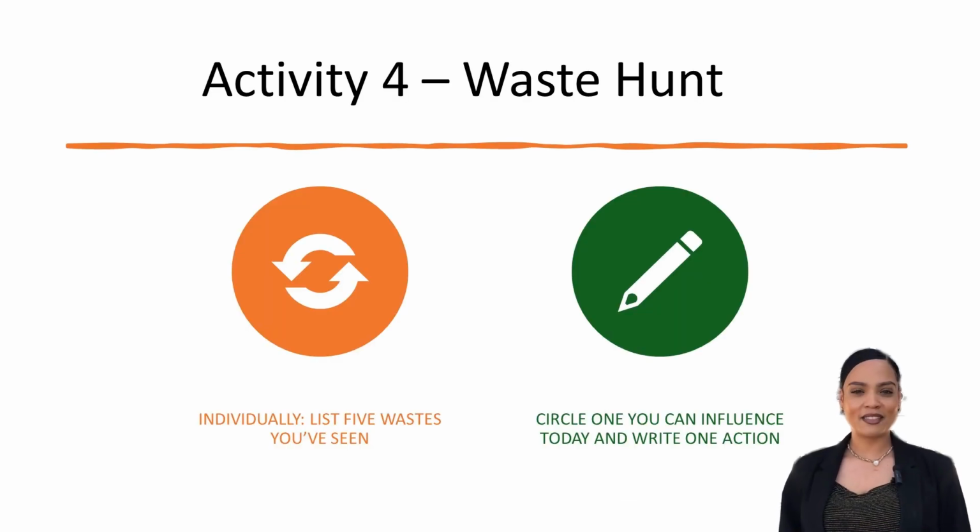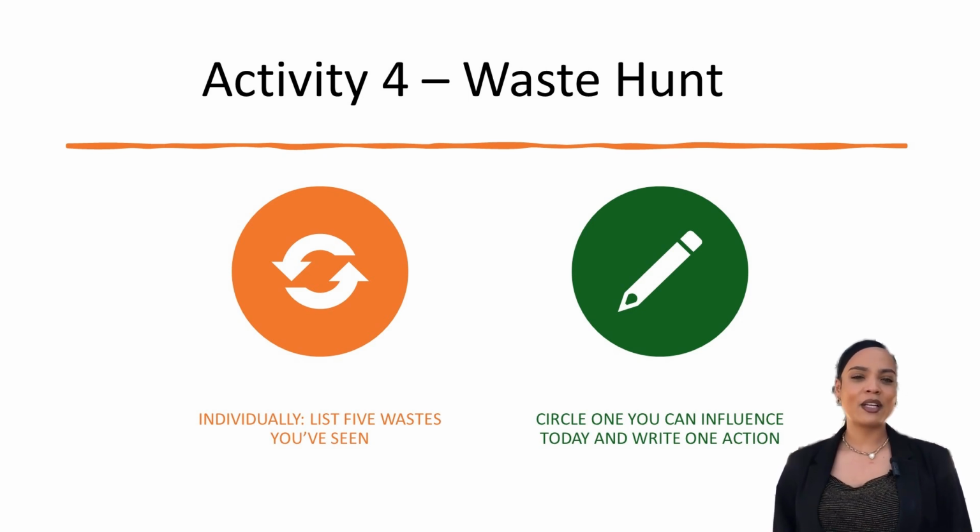Workbook task: list 5 wastes you've seen: movement, waiting, rework, unnecessary processing, inventory, etc. Circle 1 you can fix right away as your immediate improvement action. Let's begin with this activity.